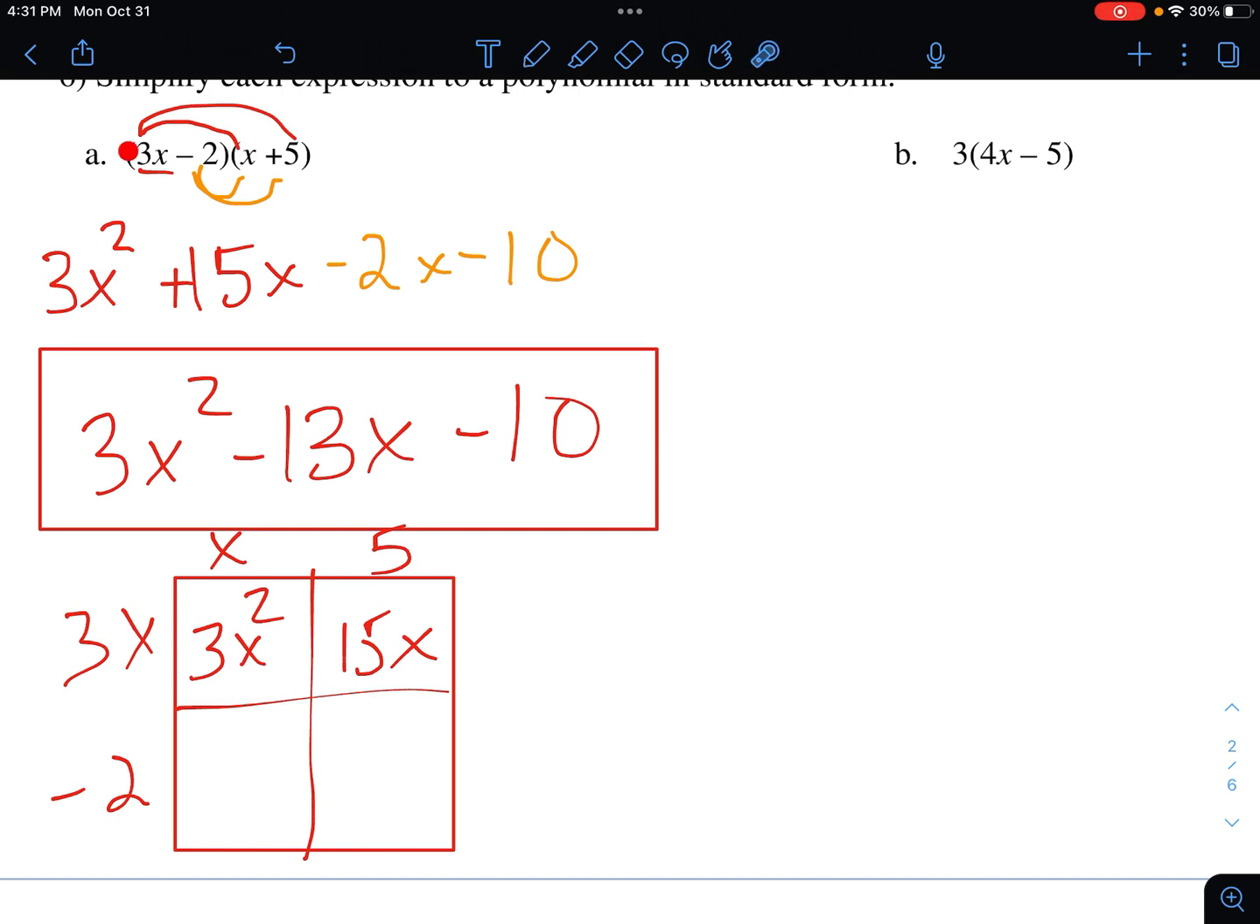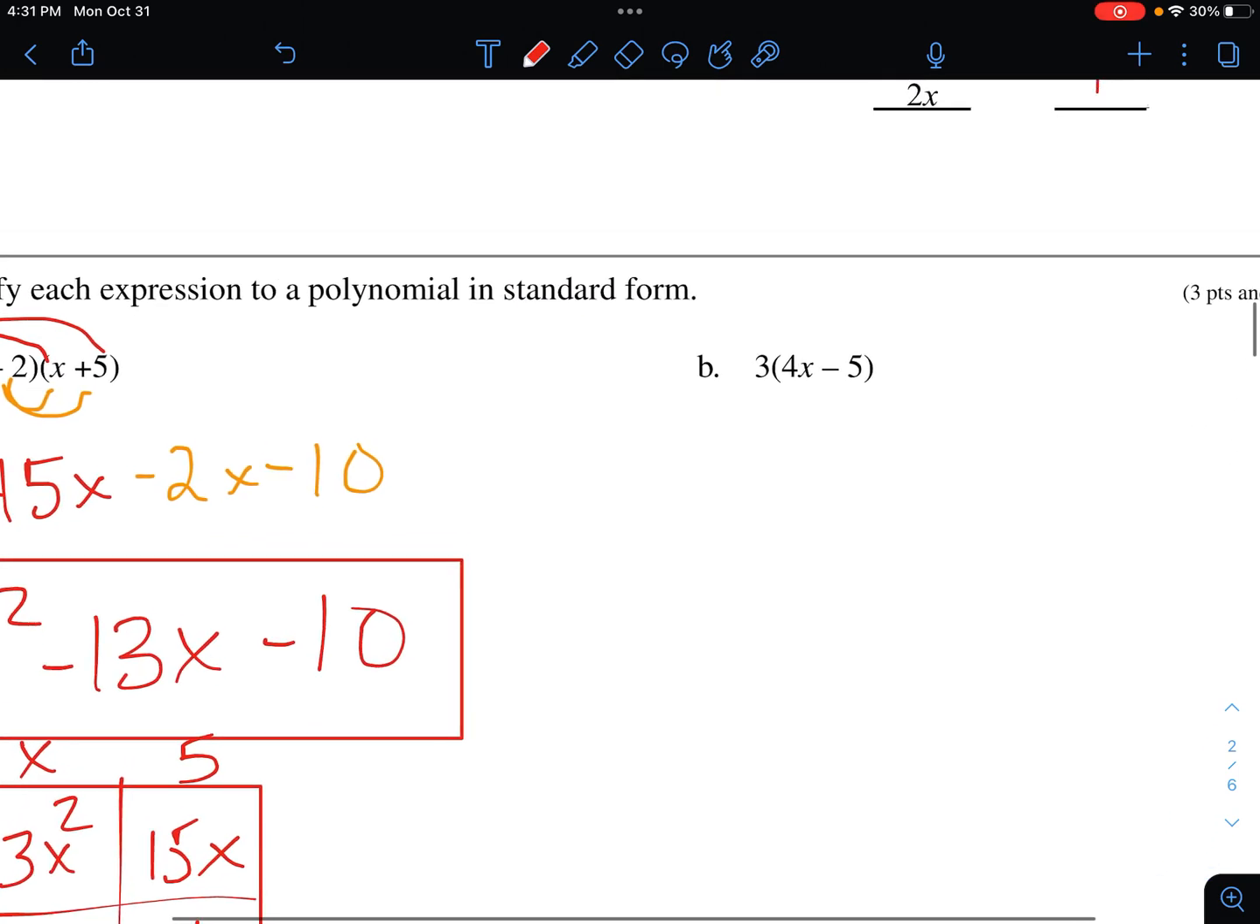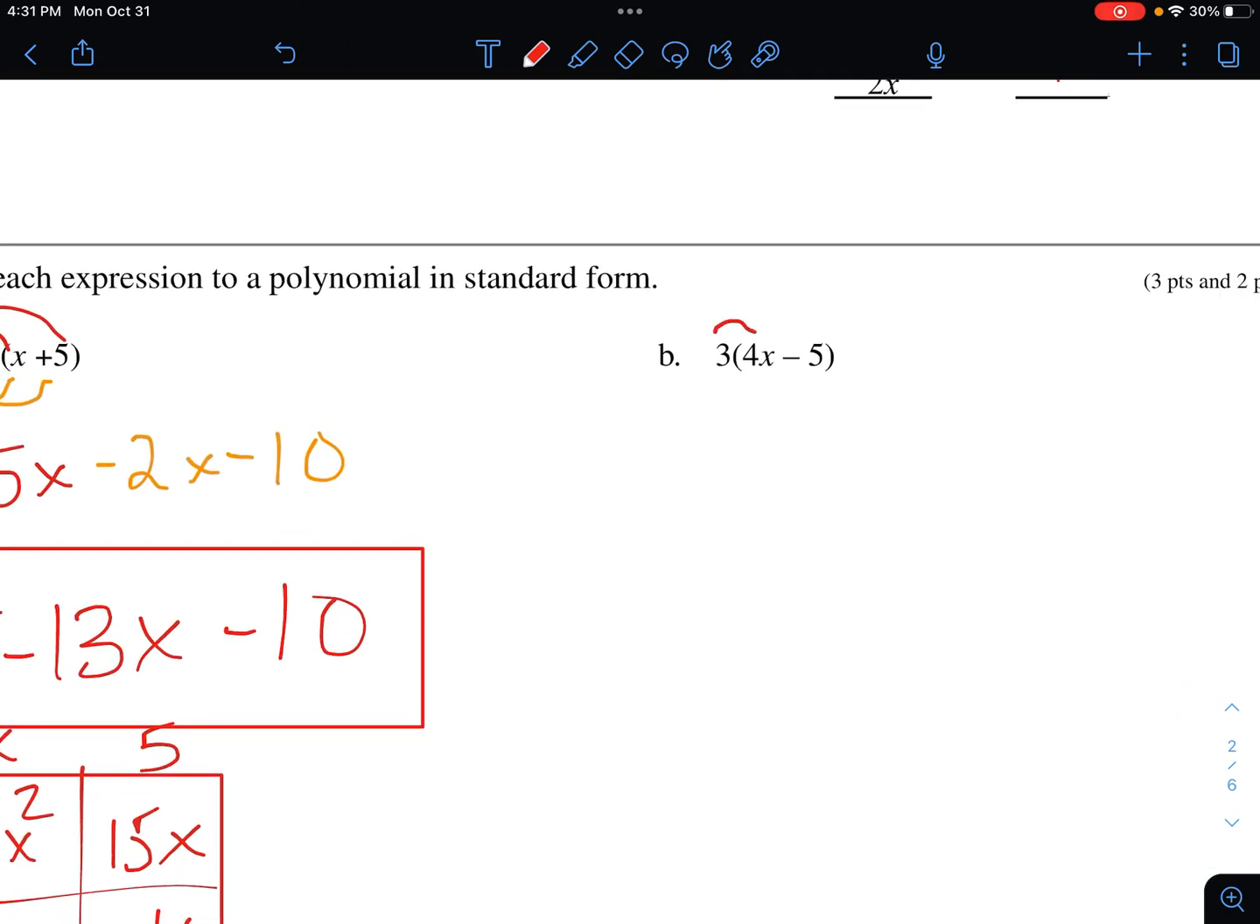My mistake. So catch that there again. 3x times 5 gives me 15x, 13x down here, okay. Down here, negative 2 times x gives me negative 2x, negative 2 times 5 gives me negative 10. All right, and then again, go through, combine like terms, and you get the exact same thing that's in the box. All right, so now over here, again, distribute, right? 3 times 4 gives me 12x minus 15. Okay.